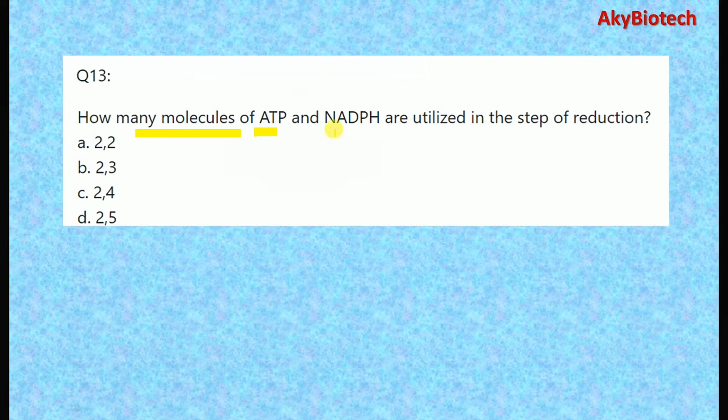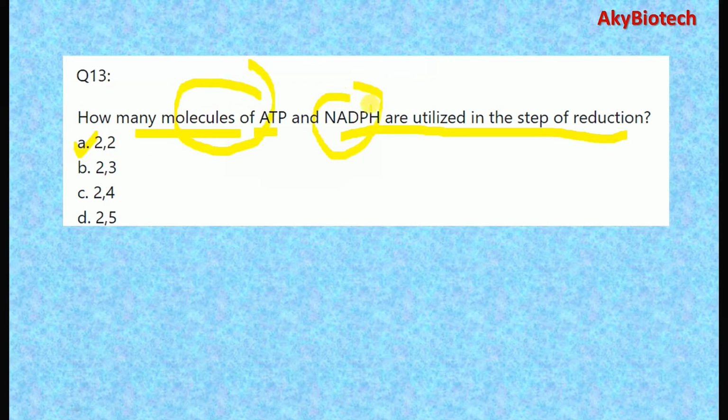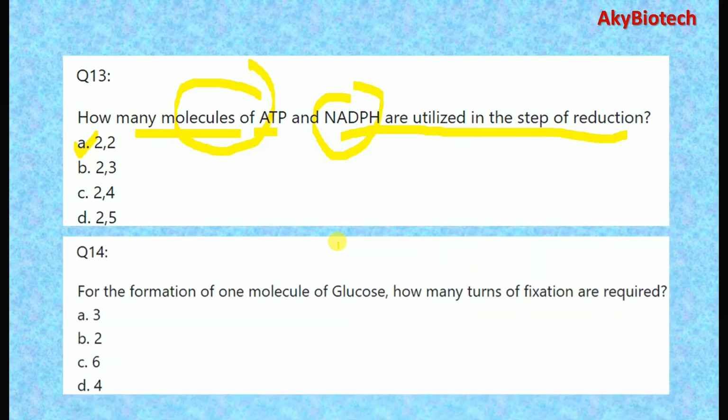How many molecules of ATP and NADPH are utilized in the step of reduction? The correct answer is this one, that is the A part. So 2 molecules of ATP and 2 molecules of NADPH are utilized in the step of reduction. Number 14.